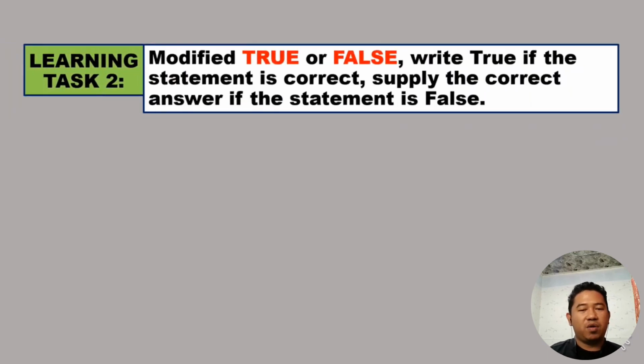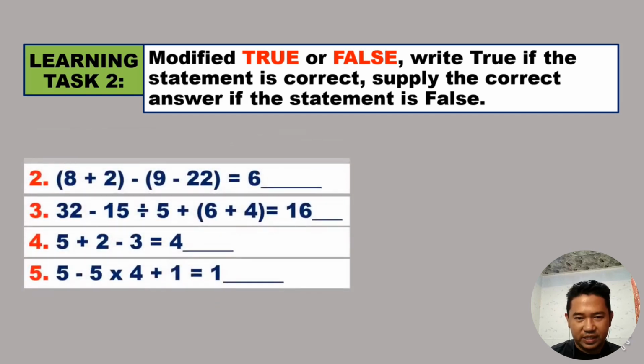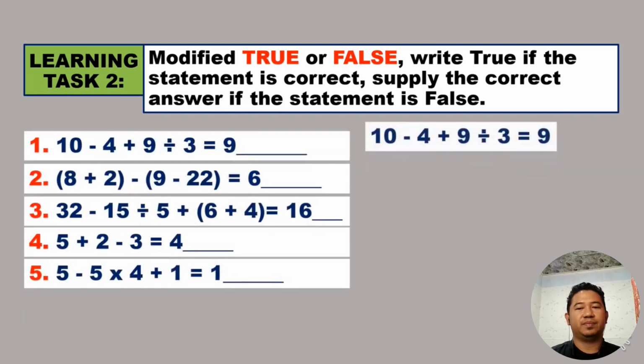So this time, you are going to modify true or false. Write true if the statement is correct and supply the correct answer if the statement is false. Okay, so example number 1, that's 10 minus 4 plus 9 divided by 3 equals 9. So you have to answer whether it is true. If it's true, write true. Now, if it's false, then write the correct answer.